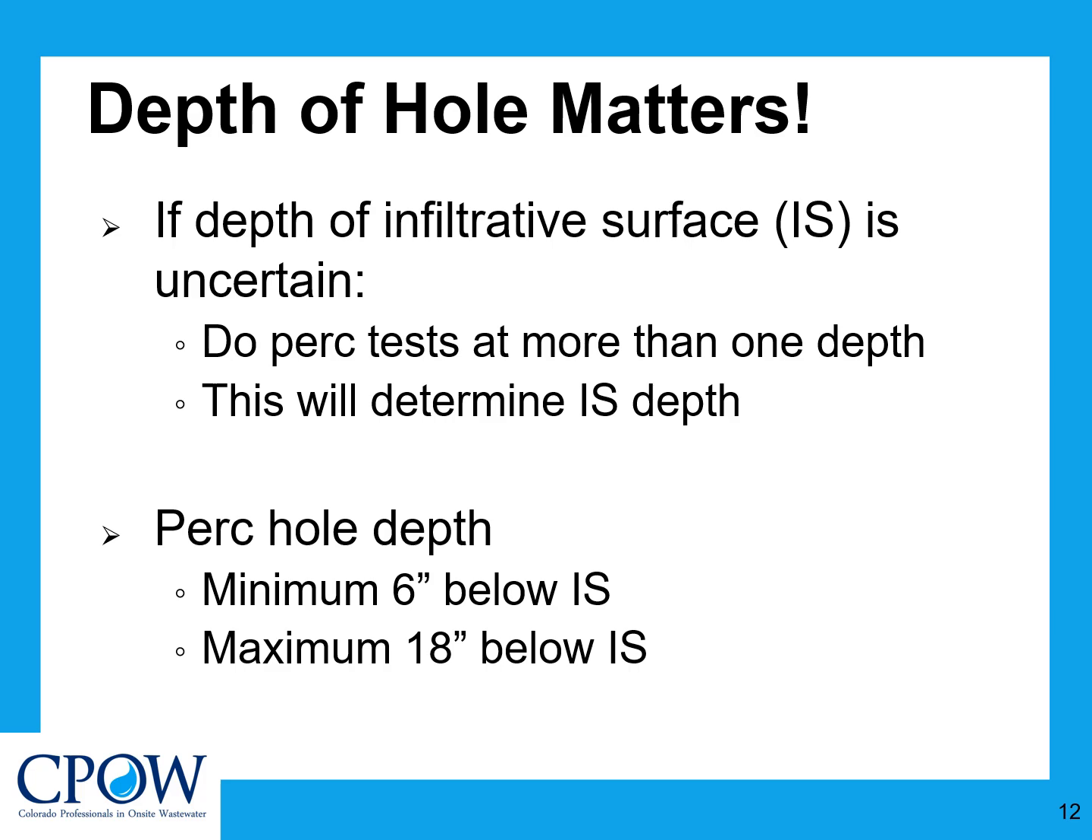The depth of the percolation holes should be at the proposed infiltrative surface of the soil treatment area. If the infiltrative surface is uncertain, do percolation tests at more than one depth. The perk hole depth needs to be a minimum of 6 inches below the proposed infiltrative surface and a maximum of 18 inches below the infiltrative surface.